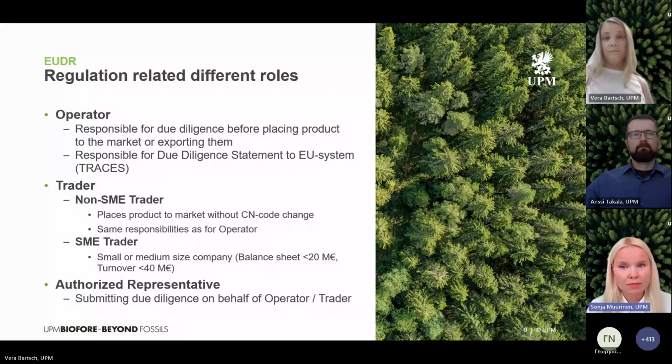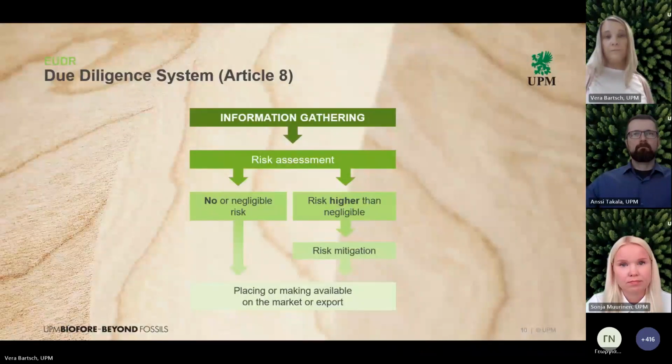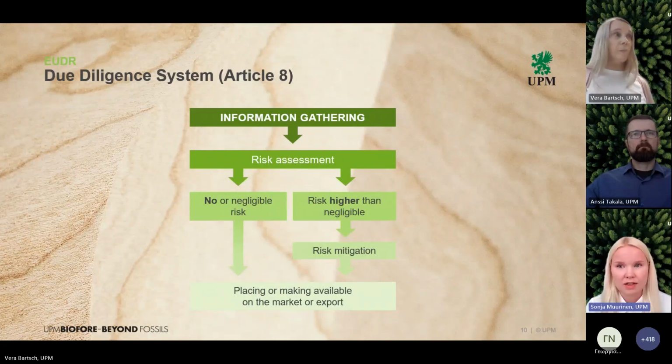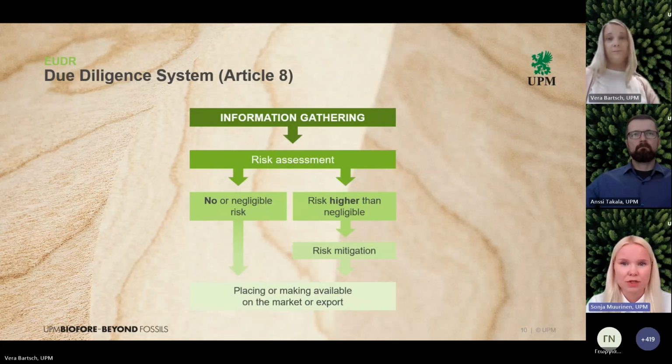Besides the operator role, there are also trader and authorized representative roles, but the responsibilities in most roles are quite similar. In order to comply with EUDR requirements, we need to establish a due diligence system as outlined in Article 8 of the regulation. We must exercise due diligence before placing relevant products on the EU market or exporting them from the EU.